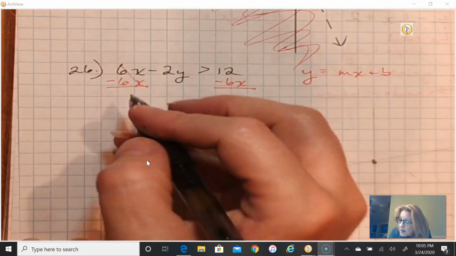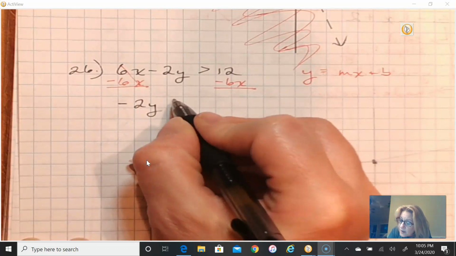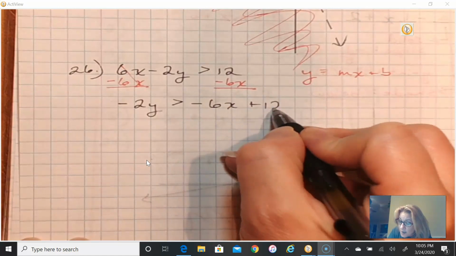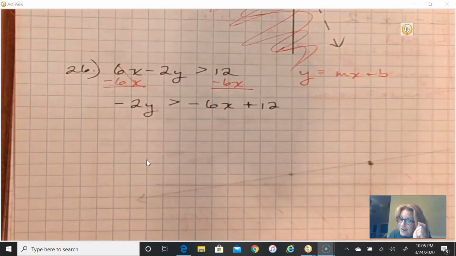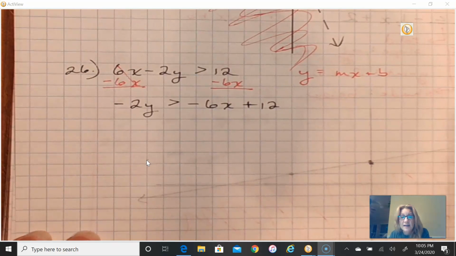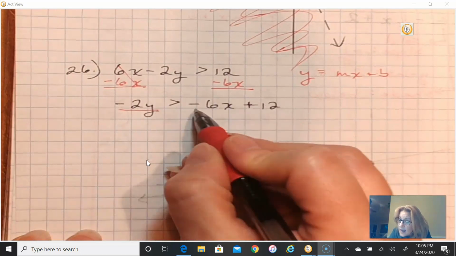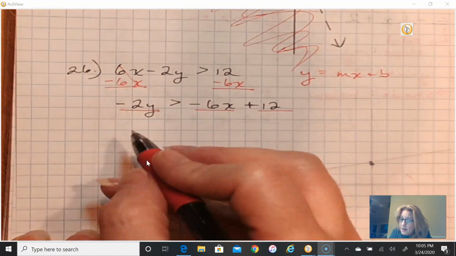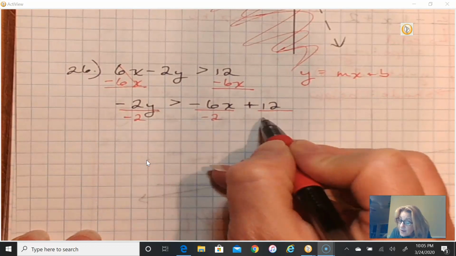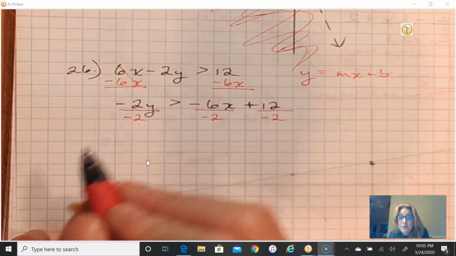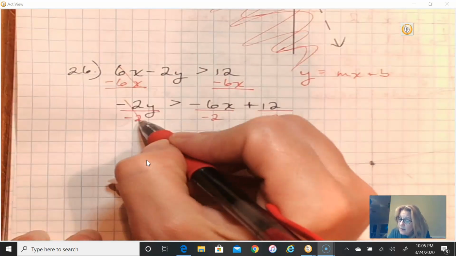This cancels out. I'm left with negative 2y is greater than, this comes first, negative 6x plus 12. I'm not combining them because you can't combine a number with a variable this way. You guys were correct when y'all texted me about that. Good job. Now we have to get the y all by itself. So I'm dividing every term by negative 2. Why am I dividing? Because this negative 2 is being multiplied with the y, and we have to do the opposite. That cancels out.